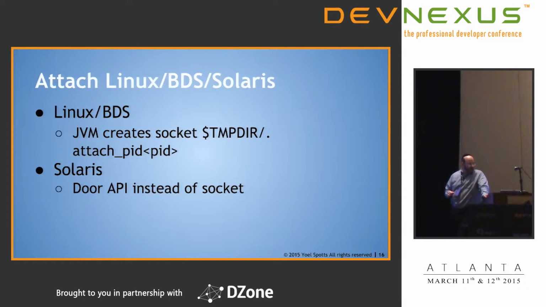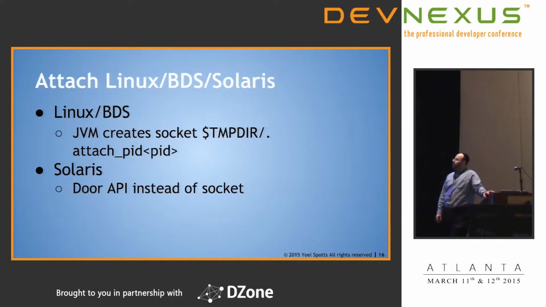So, on Linux and BSD, also on a Mac system, the attach API will actually create a socket, and if you use the attach API, you'll be able to see that socket on the file system in the temp directory, and it's got the prefix attach, with the PID as a suffix. It'll create a socket, and it'll communicate through that socket. The attach API client and the JVM will communicate through that socket, again completely transparent to the client.